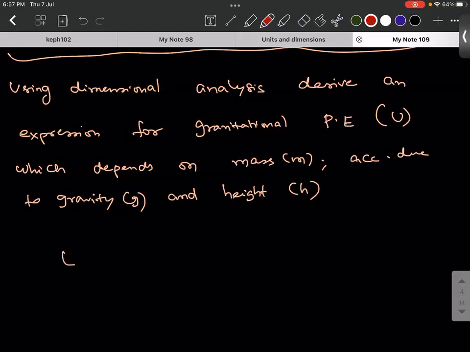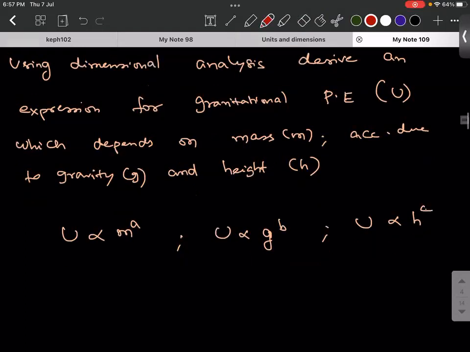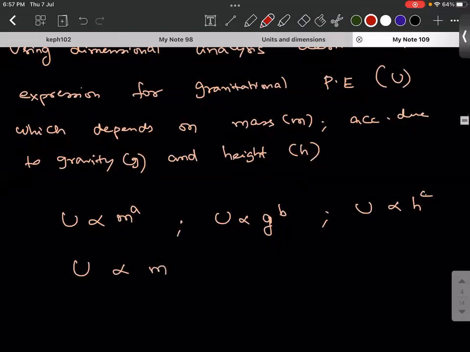So first step, how should you start? U is directly proportional to m power a, U is directly proportional to g power b, U is directly proportional to h power c. In most of the books I saw that. So U is directly proportional to m power a, g power b and h power c.